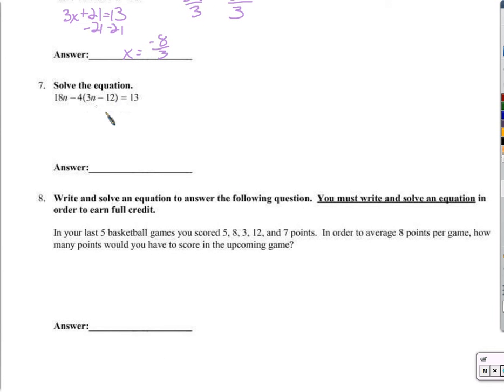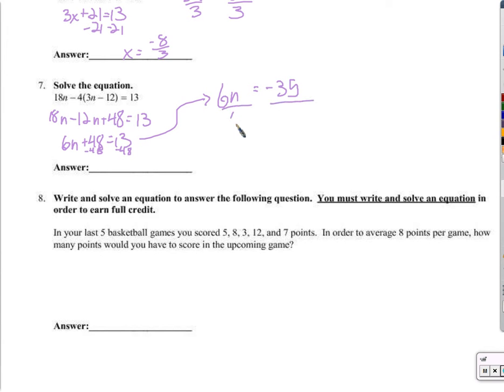Here we have another equation, and I cannot resist the temptation to distribute this negative 4, so I'll just go ahead and do it. Minus 12n plus 48 equals 13. Now we have like terms, we can combine those. That's going to be a 6n plus 48 equals 13. Bringing my work over here. I'm going to subtract 48 from both sides. 6n plus 48, you just cancel out that 48, equals negative 35. Divide by 6, and n is equal to negative 35 over 6.